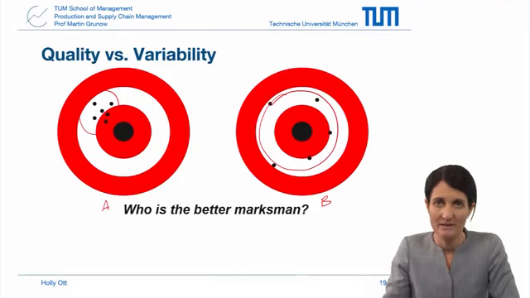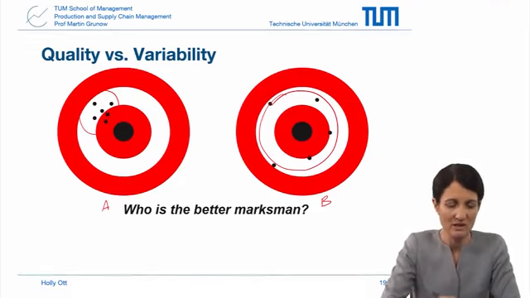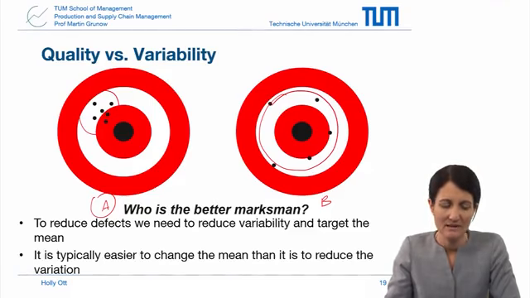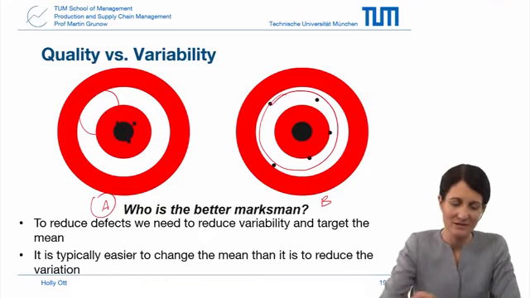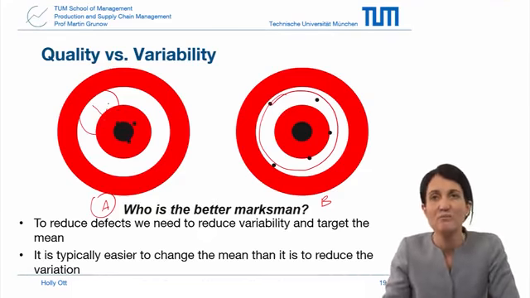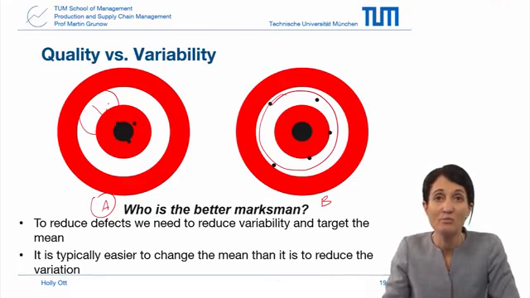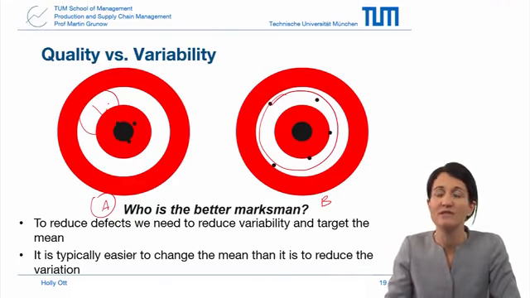Now what we have to learn from this, and this is an animated slide, so watch marksman A. To reduce the defects, we need to reduce variability and target the mean. And in this case, it's typically easier to change the mean than it is to change the variation, because every population has some degree of variability in it. Whether it's the diameter of your bolts or the hardness of your piston rings or the amount of cereal in a box, all the populations have some variability.